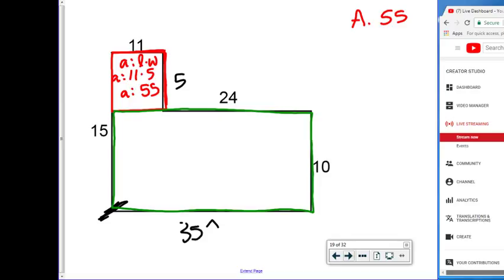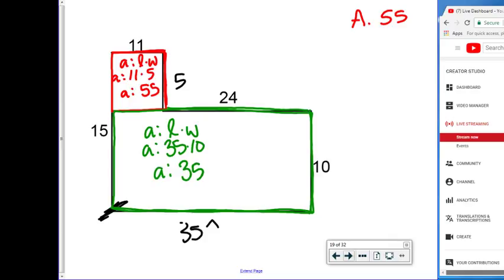Let's look at this green rectangle. We'll put the formula up, length times width. A lot of people are going to make the mistake and think that this is 24 across. It's not. It is 35 across because I'm taking the longest side down here. It is 35 times 10, not 15. And the area is 350. You might also see that as a trick answer.